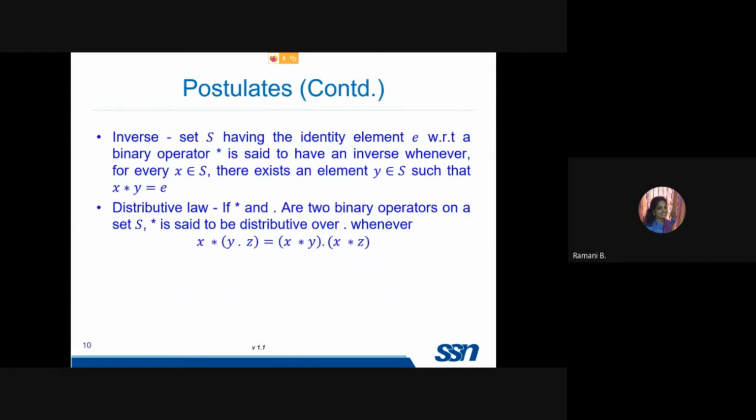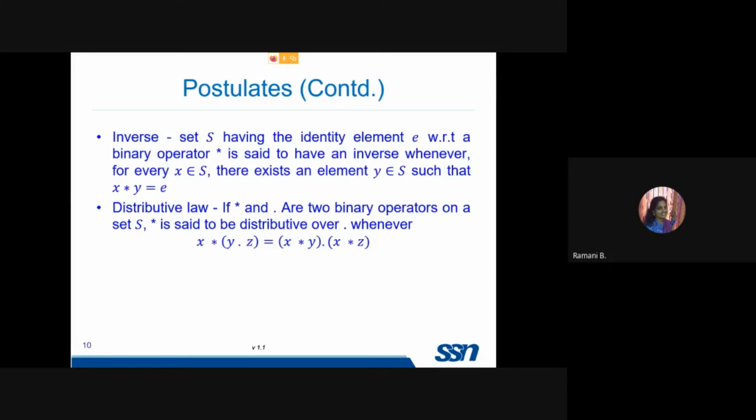Next is the inverse operator. Any set S having the identity element E with respect to the binary operator star is said to have an inverse if, when you perform X star Y, you get E. In that case, we say Y is the inverse of X.